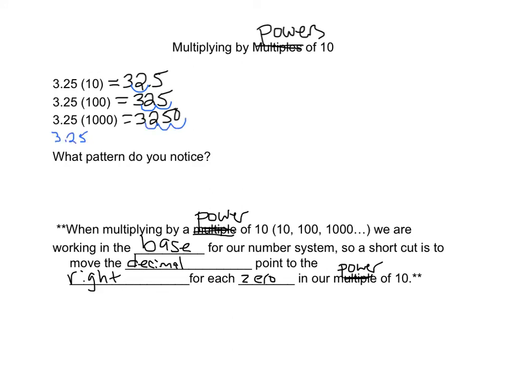So if you use that logic, if we had 3 and 25 hundredths and I multiplied it by 10,000, we would move 4 places. So it would go 1, 2, 3, 4, and we'd add in 2 other zeros. So we'd have 32,500. Just kind of a neat and handy little trick that can be useful.